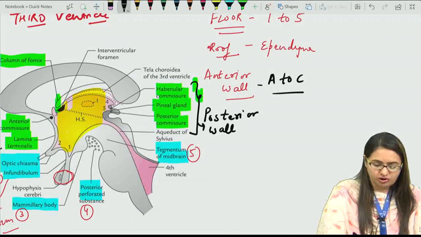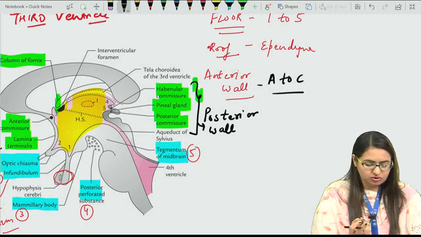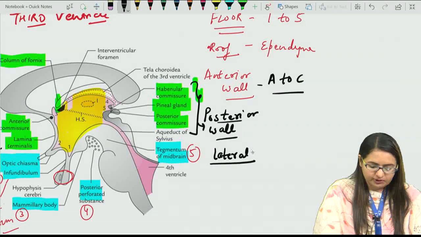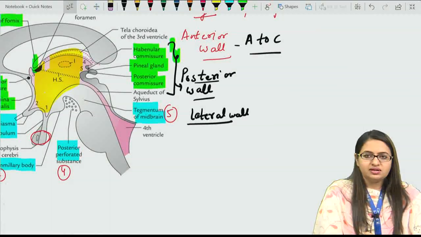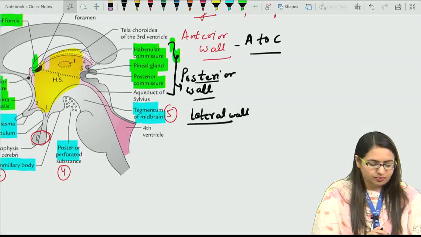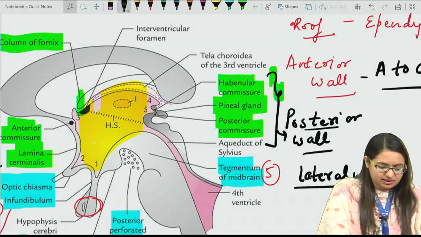These are forming the posterior wall, and along with that we have the lowermost portion of the corpus callosum also, that is the splenium. Now if we talk about the lateral boundary, the lateral wall, this lateral wall is formed by the thalamus and the hypothalamus. The upper, or major portion is formed by the thalamus, and some portion is contributed by the hypothalamus. If you see in this picture, there is a hypothalamic sulcus.